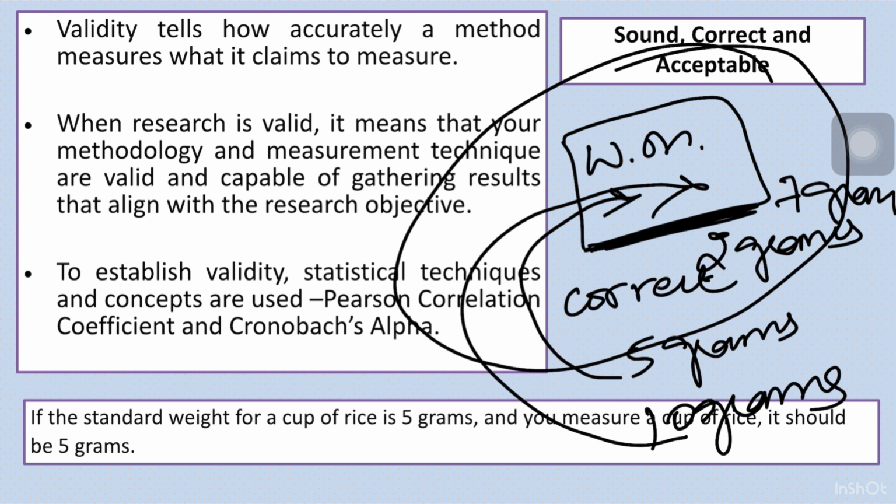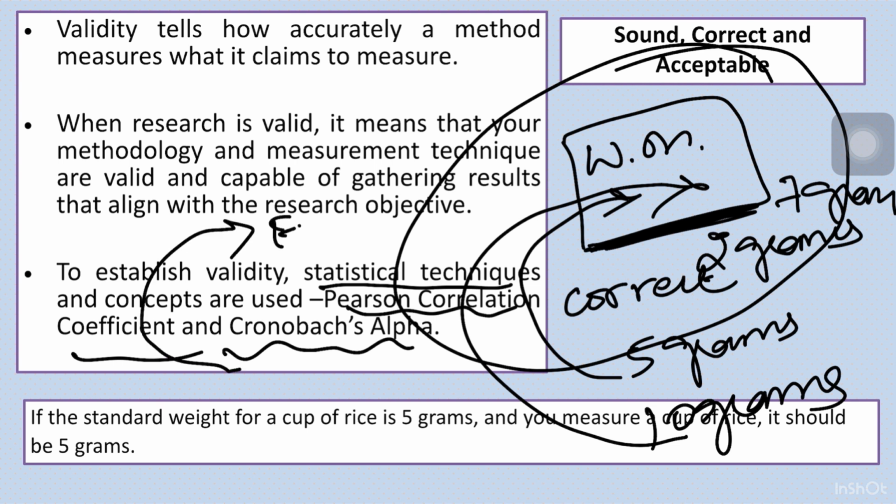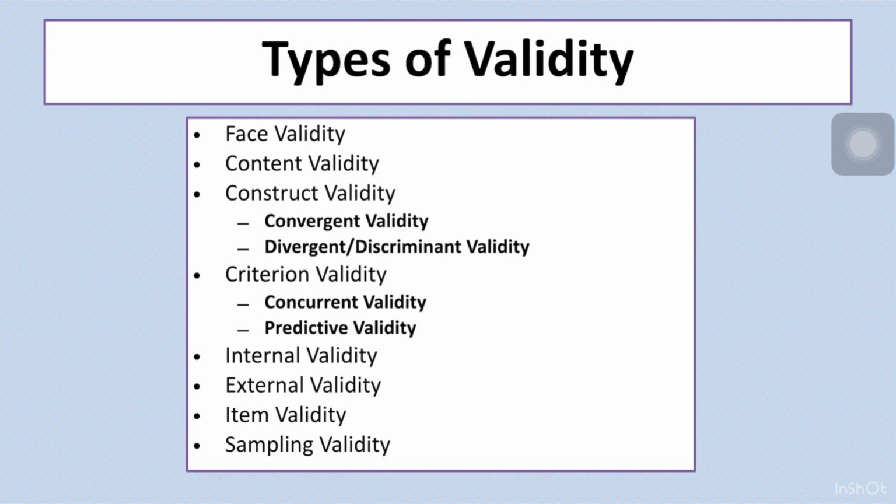Clear? Now, how can we measure validity? Statistically, we can measure it through Pearson correlation coefficient and Cronbach alpha. These can be computed in MS Excel and SPSS. I hope this is clear. Beyond that, validity should be sound, correct and acceptable. Then we have the types of validity. These are the various types of validity. We are going to discuss them one by one.